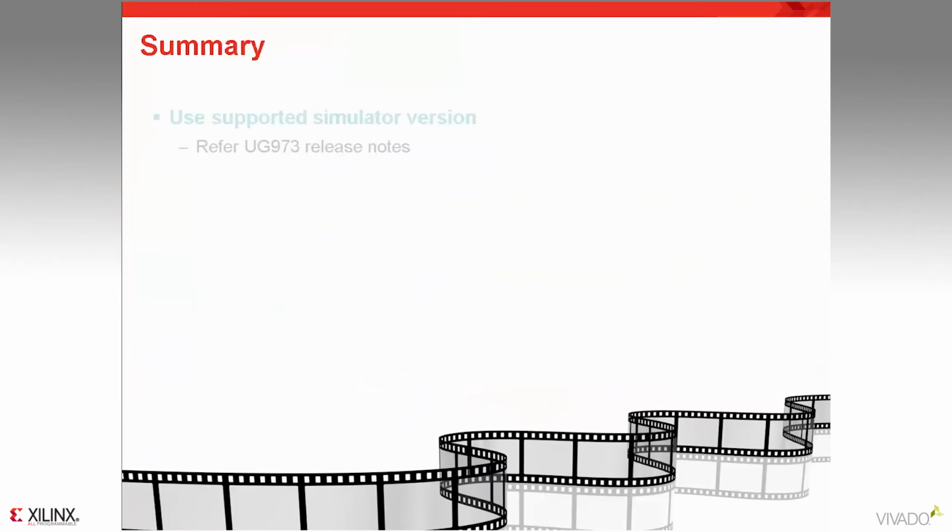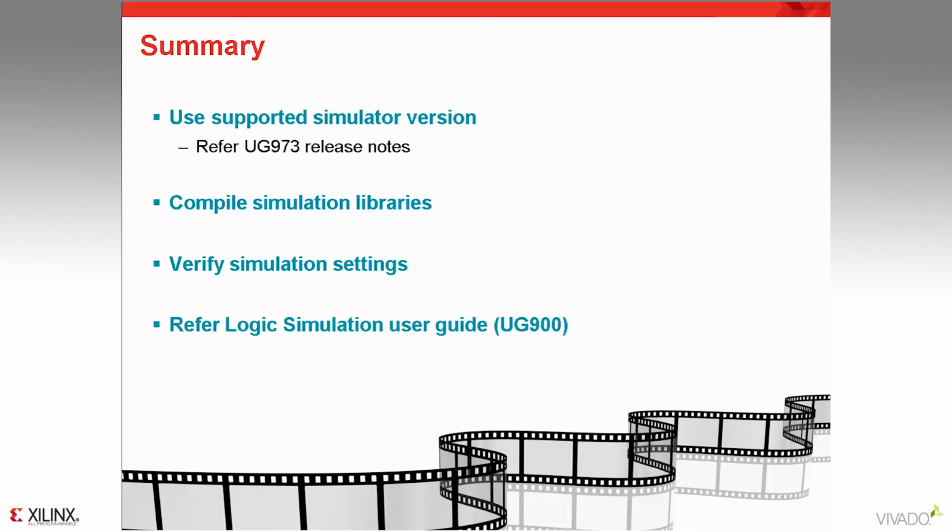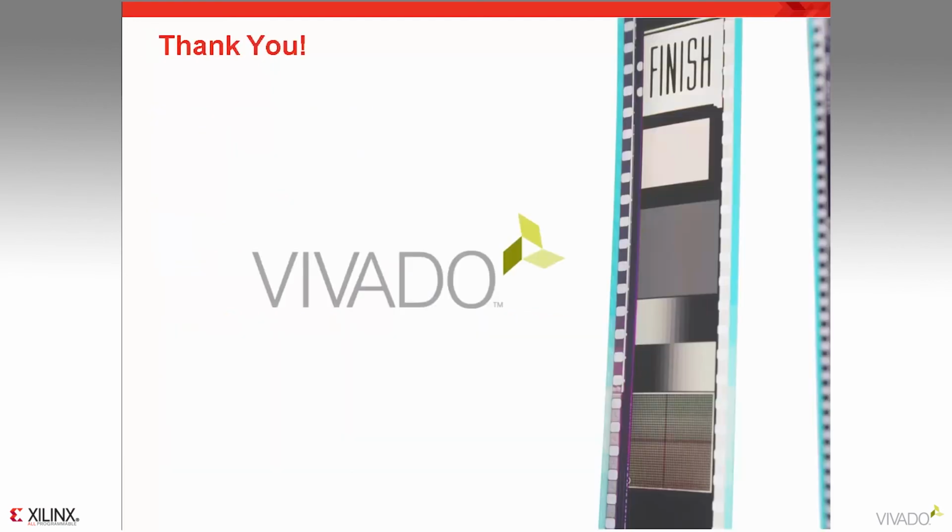To summarize the simulation flow, we first have to make sure we are using the right version of the simulator, and this information can be found in the Vivado release notes, User Guide 973. Second, we have to compile the simulation libraries. And third, we set up and verify simulation settings for the project. And of course, all these are documented in the Logic Simulation User Guide UG900.